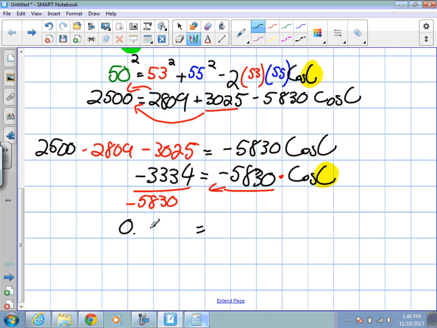0.571. What's left on the right side? Cosine C. Are we done? Is that our answer for our angle? No. What are we trying to isolate? Just C.